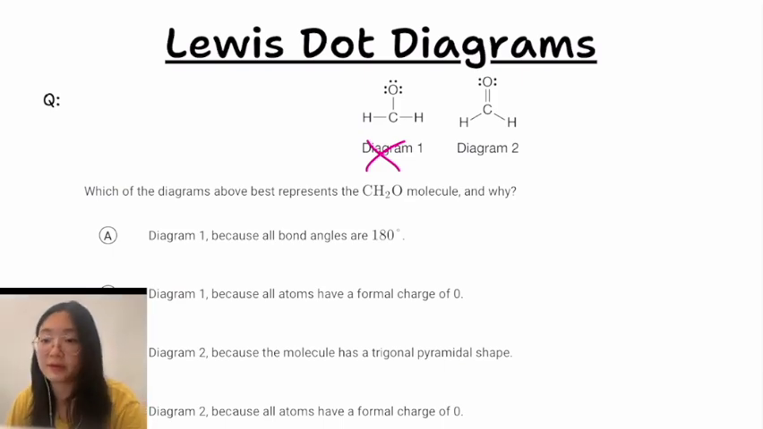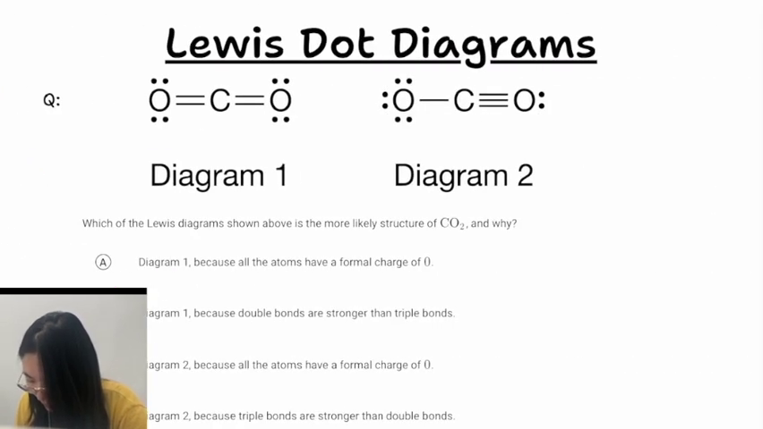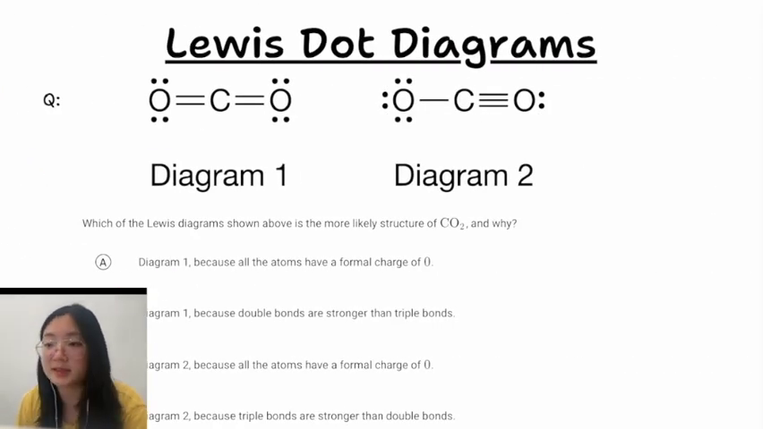So if we calculate the formal charge of these two, diagram 1 will have a non-zero formal charge on carbon. The formal charge of the carbon will be equal to 4 minus 0 minus 6 over 2, which is equal to 1. So diagram 2 will be more appropriate, and this is because all the atoms have a formal charge of 0.